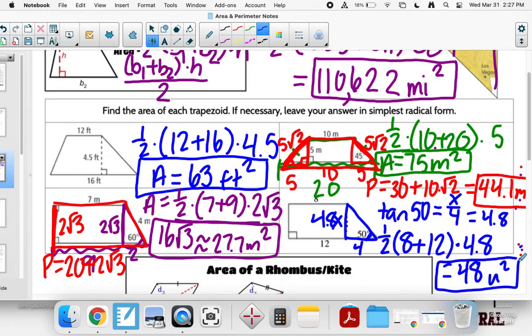Who's talking so loud? It's probably you, you got your stuff recorded. Oh, I forgot. Okay, questions on our trapezoids?